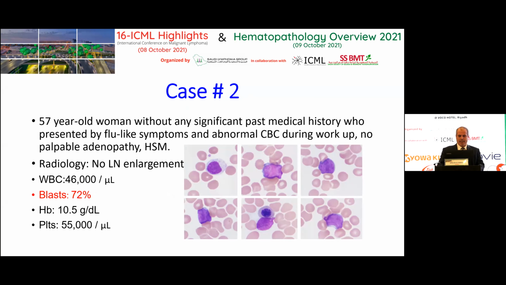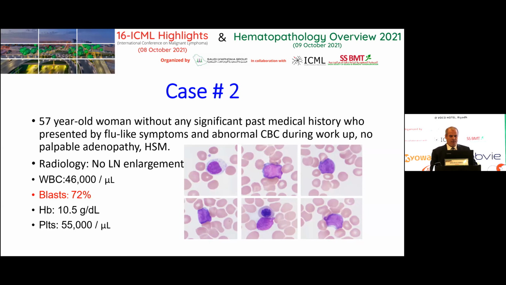So, second case. What did we learn from the first case? In the first case, high-grade B-cell lymphoma or blastoid mantle cell lymphoma can have the same morphological and immunophenotypic overlap.